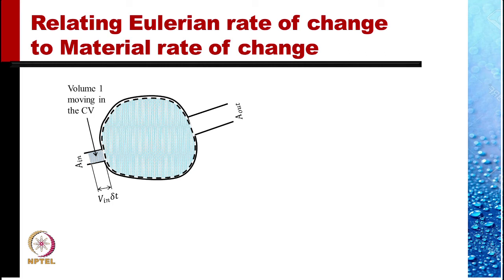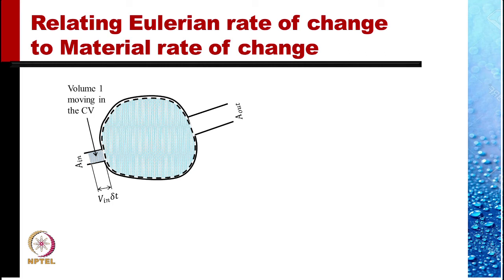And if the specific property, that is the property associated with unit mass, is eta, then the quantity of the property that is moved in is rho V in A in into delta T times eta at the inlet. This is the quantity that moves in.